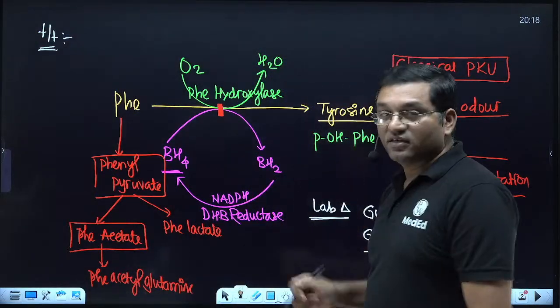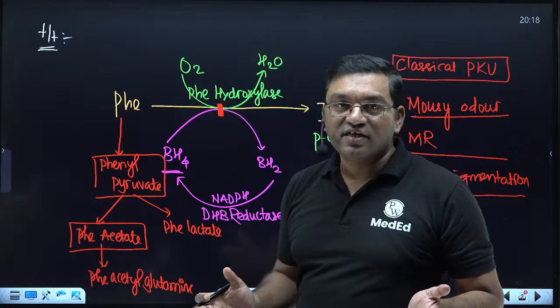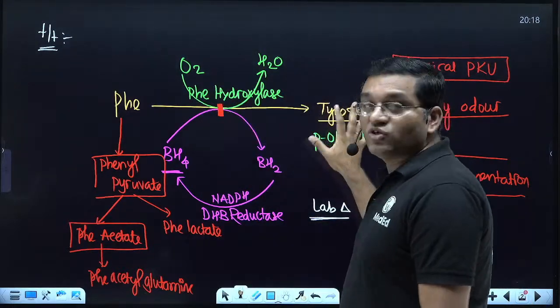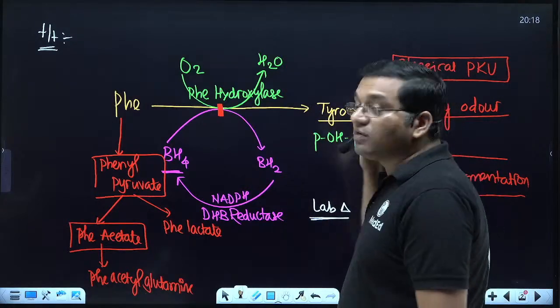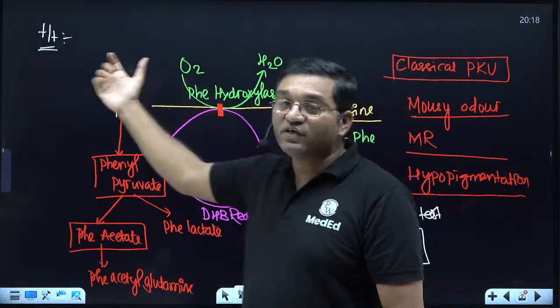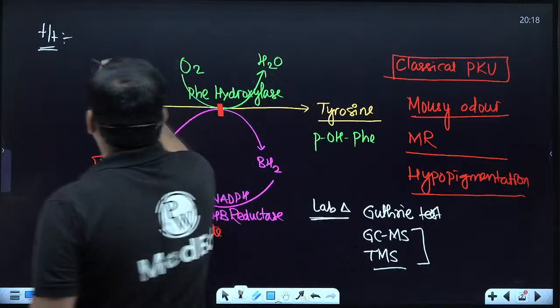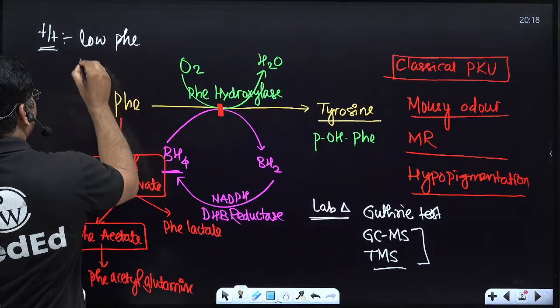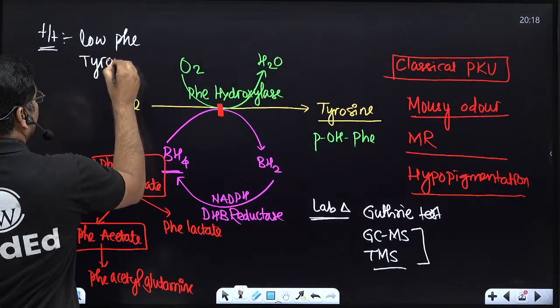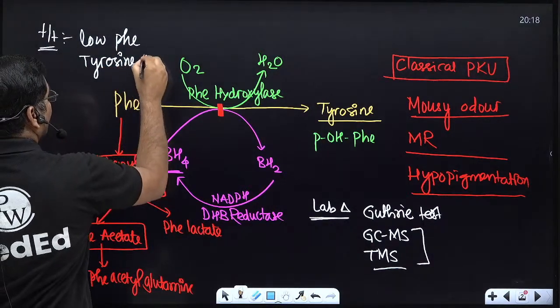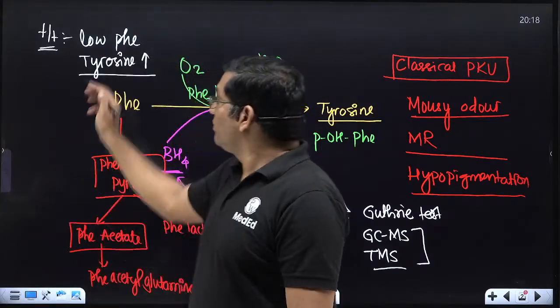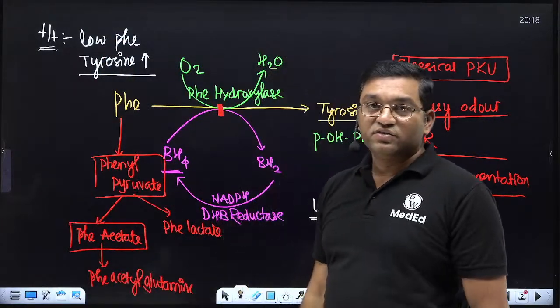टायरोसिन का क्या करना है? टायरोसिन देना है कि नहीं देना है? As this pathway is blocked, there is deficiency of tyrosine. Now this amino acid becomes essential and tyrosine should be given in the treatment. So low phenylalanine diet, tyrosine should be given in the treatment. Tyrosine should be supplied. Now this amino acid becomes essential amino acid in absence of phenylalanine.